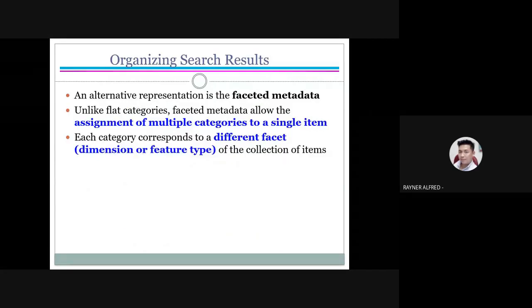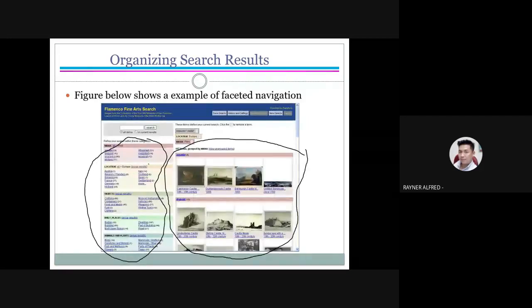Each category corresponds to a different facet, dimension, or feature type. So we have a collection of features here. This is based on location, this is based on the object, this is based on the places, and so on. This one is grouped by media. So we have different collections depending on the features that we use.